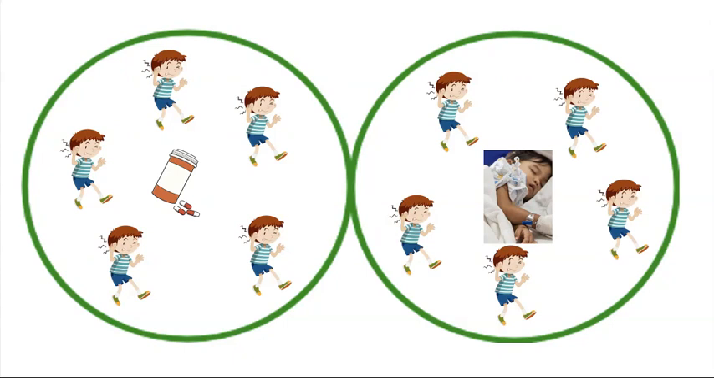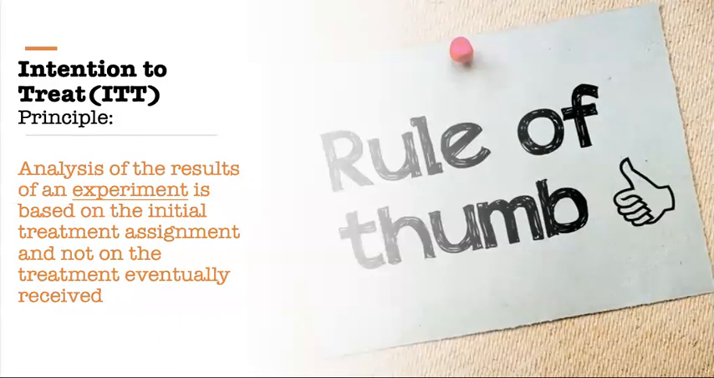But I want to bring it up because it's important. It brings me to my first rule of thumb for a clinical trial. It's called the intention to treat principle. Okay? It says that the analysis of the results of an experiment is based on the initial treatment assignment and not on the treatment eventually received.